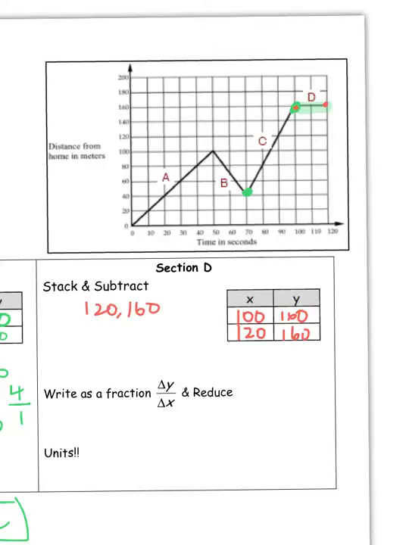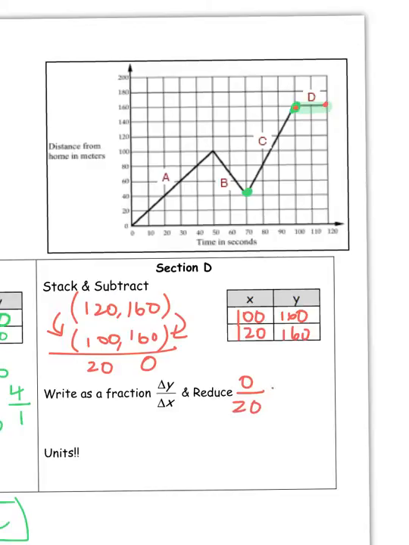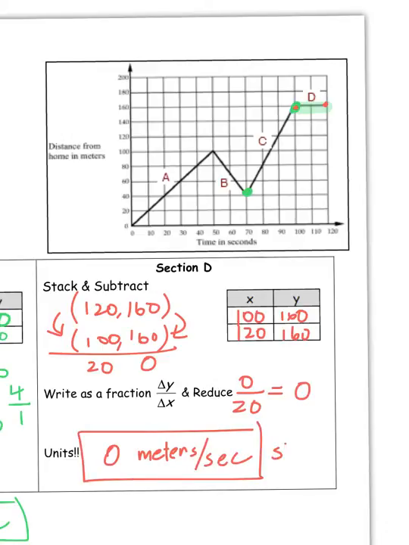120 over 160 minus 100 over 160. When I subtract, 160 minus 160 is 0. 120 minus 100 is 20. Our fraction is 0 over 20, which is really just 0. So the speed is 0 meters per second, which means the person is stopped. They are not moving. And that makes sense in the previous stories that we've talked about in other units.